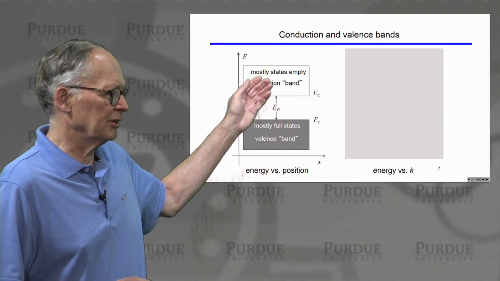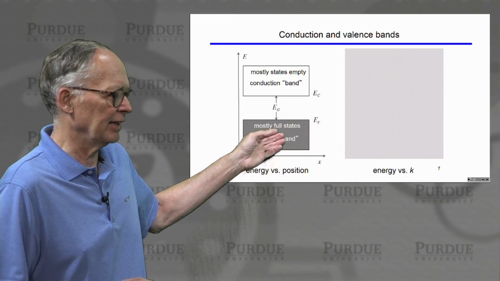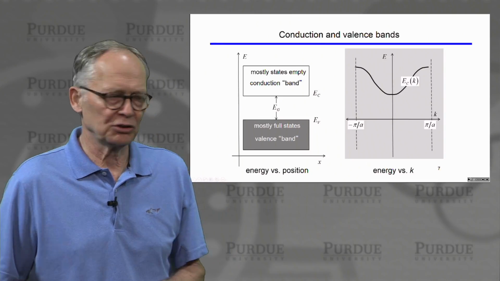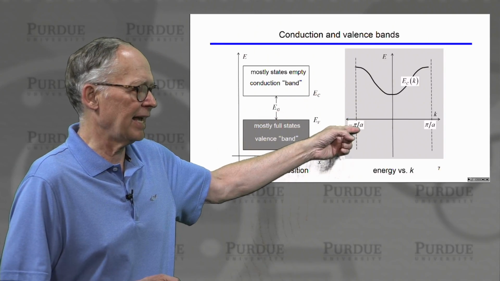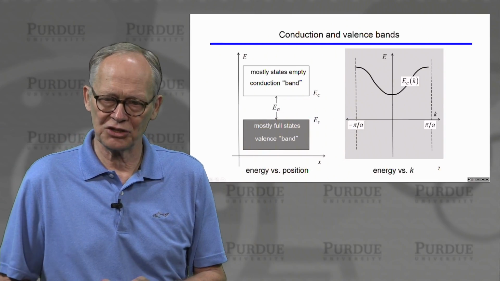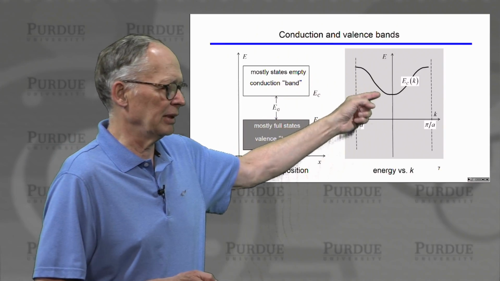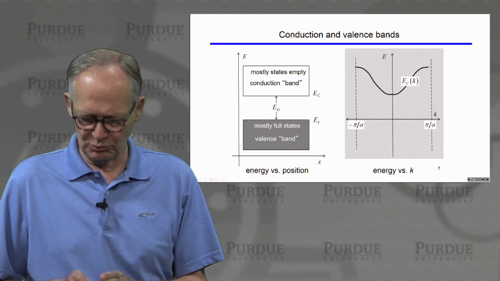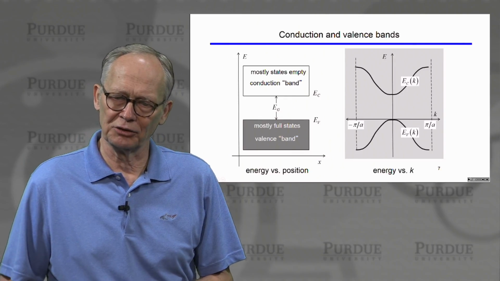So we've talked about conduction bands and valence bands. The valence bands are mostly filled. The conduction bands are mostly empty. We've also talked about the energy versus K, or energy versus momentum relation. The conduction band will have a relation that tends to look like this. There's a minima somewhere, and the relation looks like a parabola near the minima.